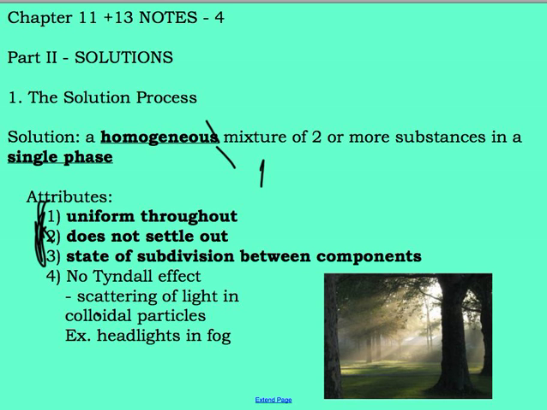For example, the reason why your headlights don't work well in the fog is because the fog is very good at scattering the light. It also happens with milk. It also can happen with some jello, thick jello, that kind of stuff. So those would not be considered solutions because they're more colloidal.